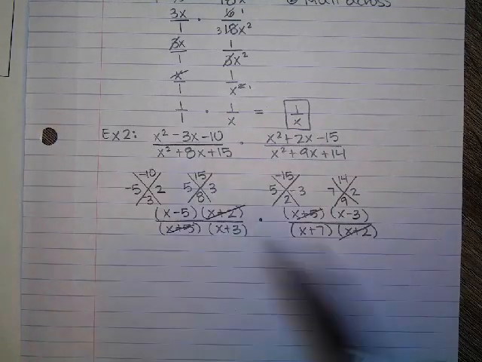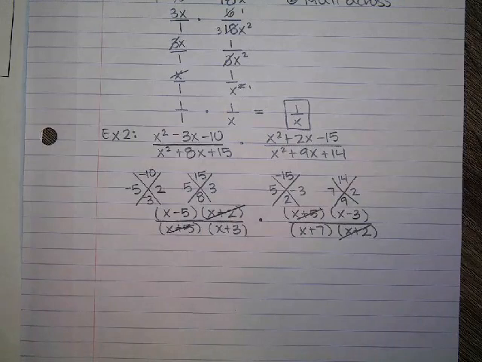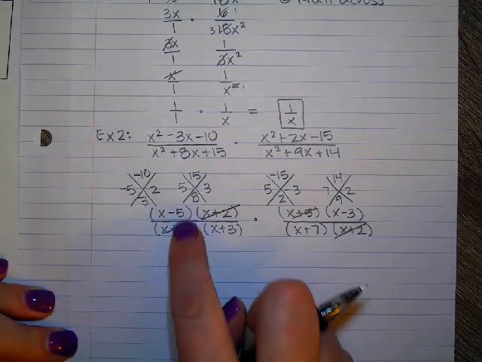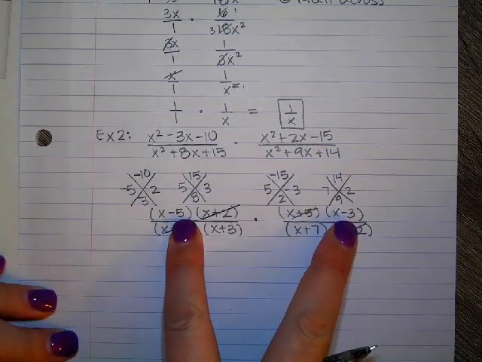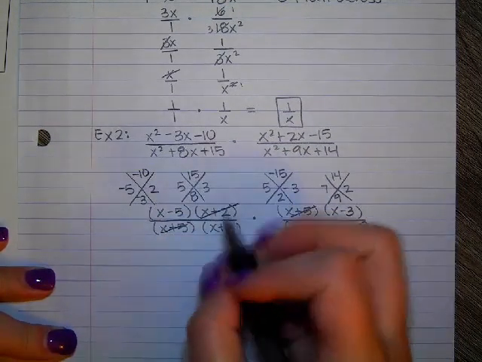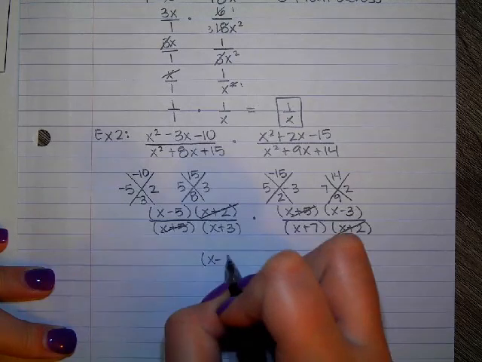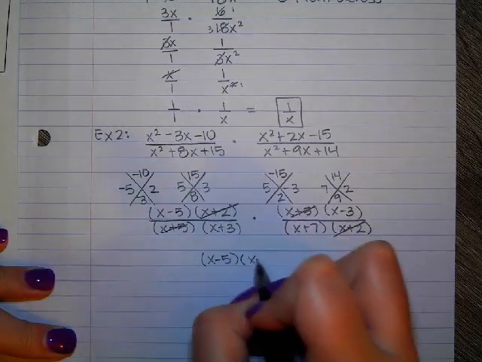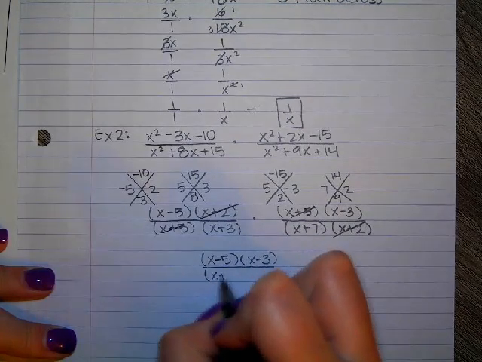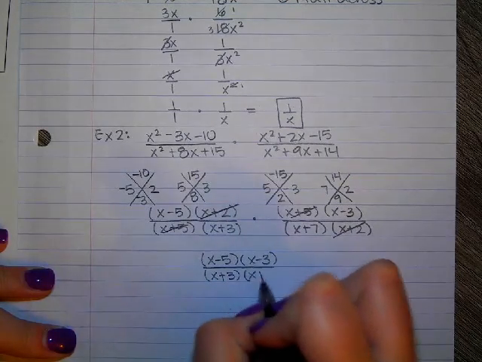X plus 3 and x minus 3 don't reduce. They look similar, but they're not identical. And that's all it reduces. And so now at this point, we just multiply straight across. And instead of actually foiling it out, we don't. We just leave it in factored form. So I'm just going to say that my answer is x minus 5, x minus 3 on the top, x plus 3, x plus 7 on the bottom. I'm finished.